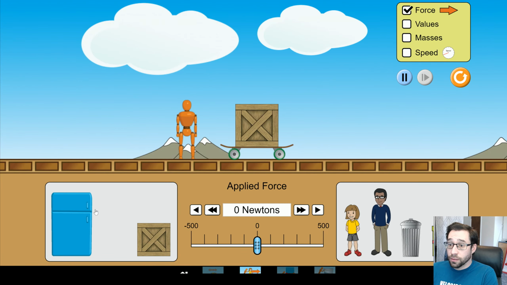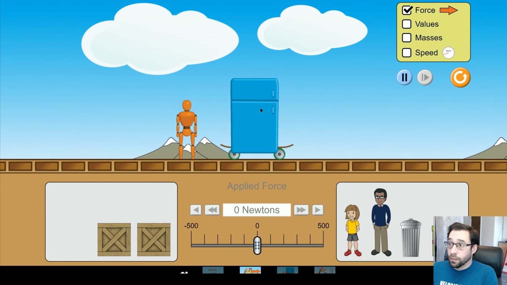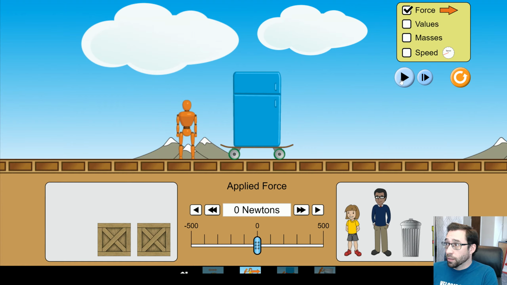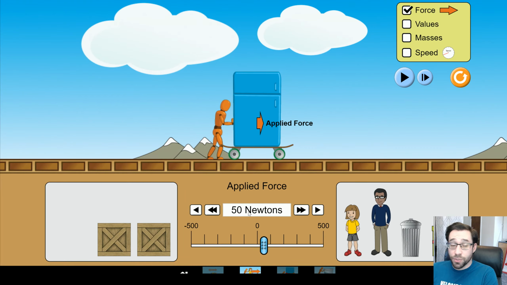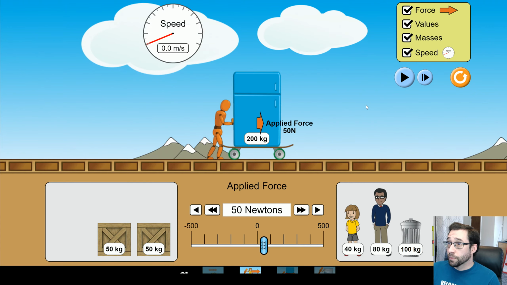and let's reset it. And then I'm going to pause it. I'm still going to apply 50 newtons of force. So how would the motion be affected? If I'm applying the same amount of force, but I've increased the amount of mass by a factor of 4, it would be slower, right?